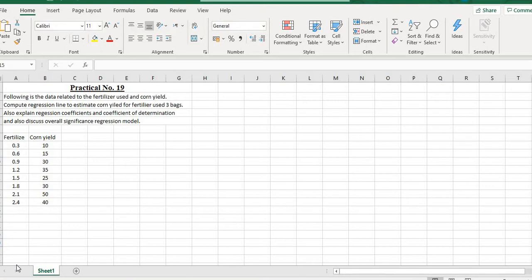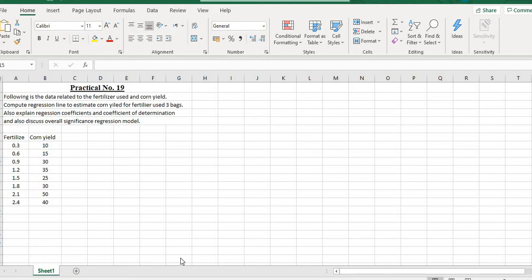The statement of the practical is as follows: the following is the data related to the fertilizer used and corn yield. Compute the regression line to estimate the yield for fertilizer used, 30 bags, also 3 bags. Also explain the regression coefficient and coefficient of determination, and also discuss the overall significance of the regression model.